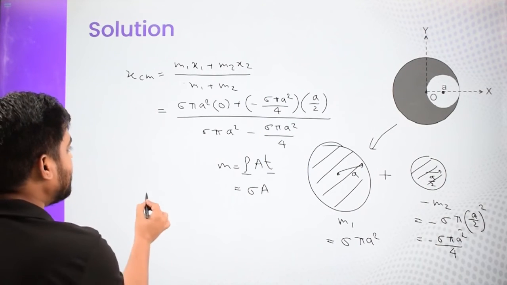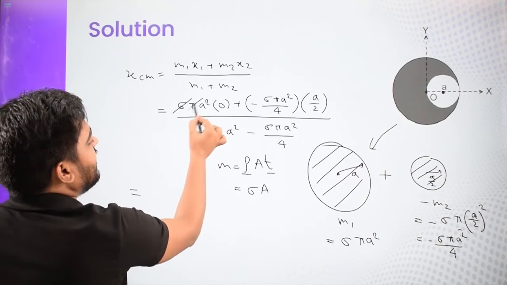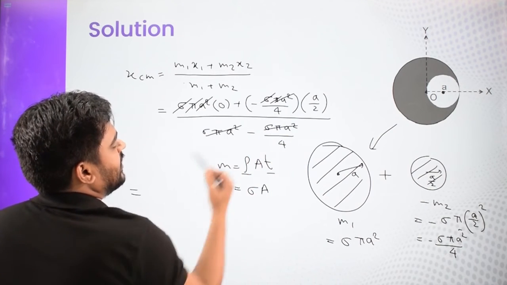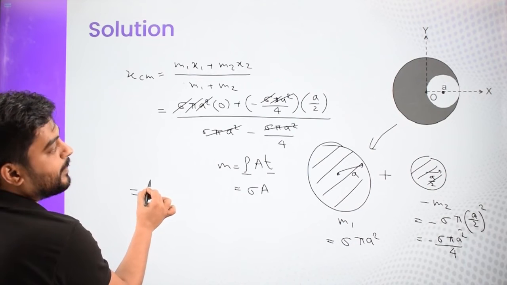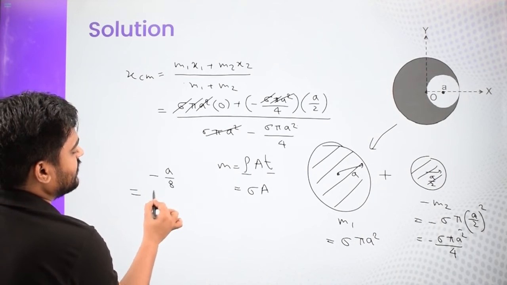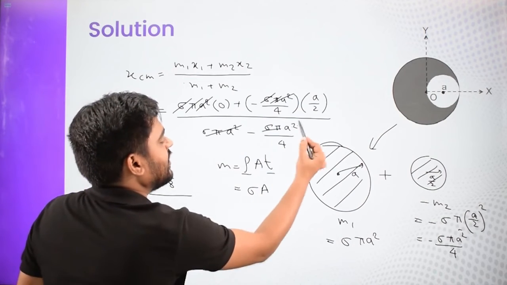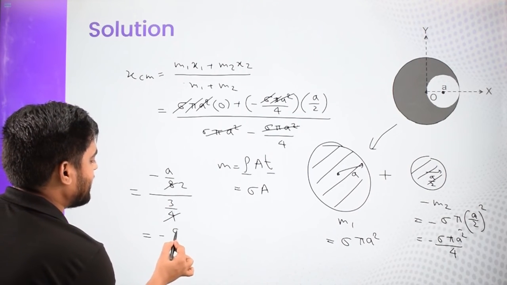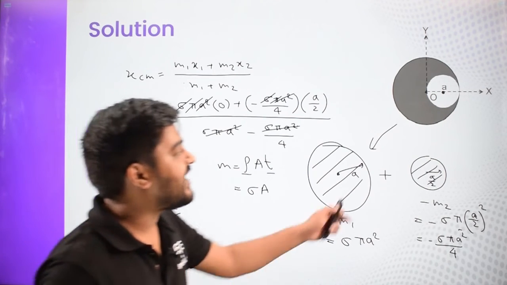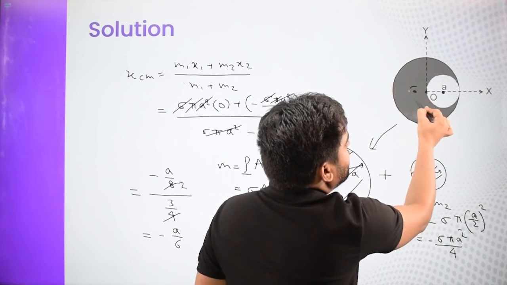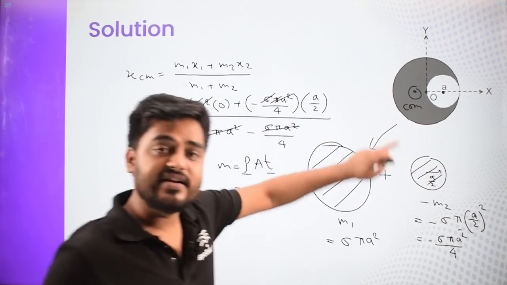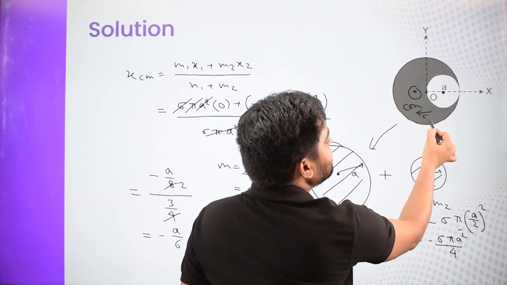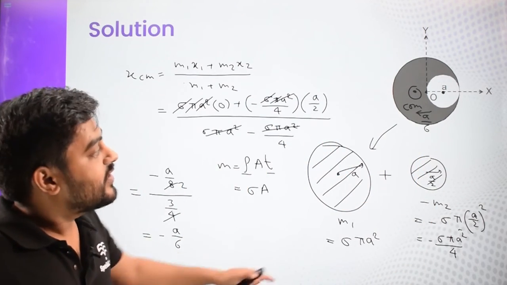When you solve it, in this case all the sigma pi A square terms are gone. You are left with minus A by 8 over 1 minus 1/4, that is 3/4. So this cancels too and we get minus A by 6. Why minus A by 6? Minus A by 6 means somewhere over here. So the center of mass of this entire disc after removing the cavity lies at a distance of A by 6, the other way around because it is negative, from the center.